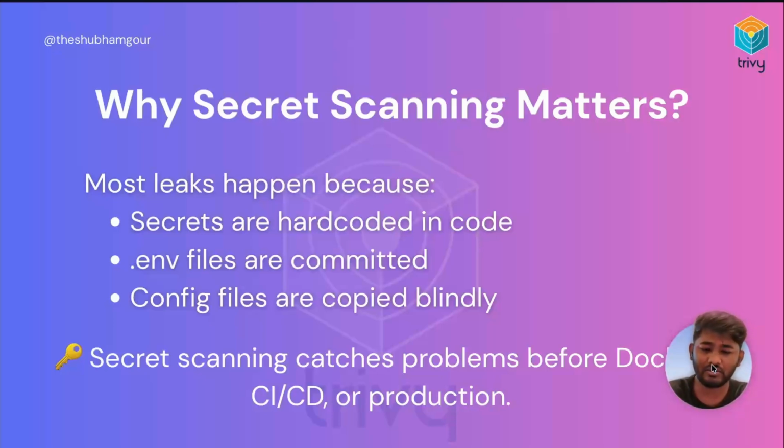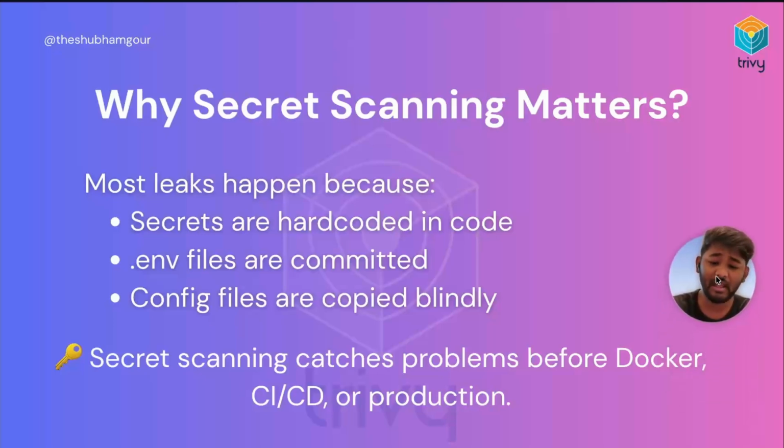Okay, now second is .env files are committed. Now these are the .env files where all the secrets are handled, right? And third is why these leaks happen, because the configuration files are copied blindly, we don't even check them. So these are the top three reasons why secret leaks happen. Okay, now how does Trivy help us when it comes to secret scanning?